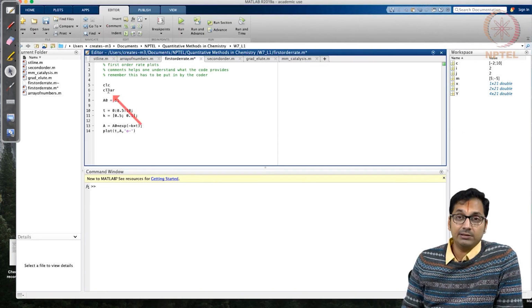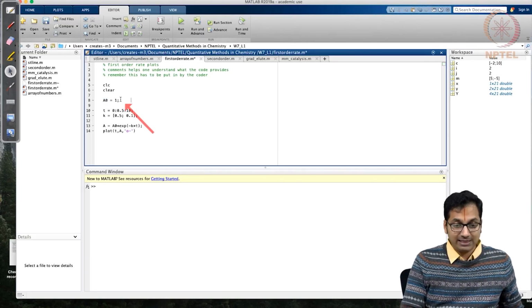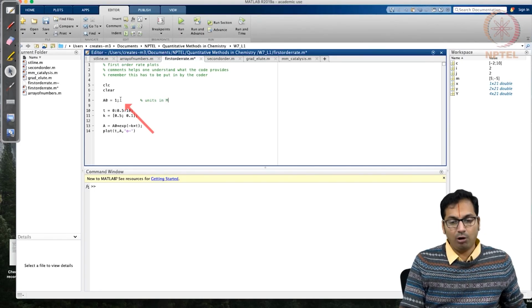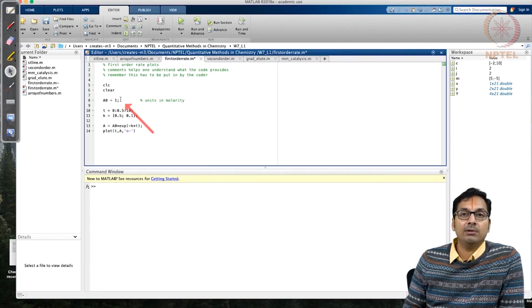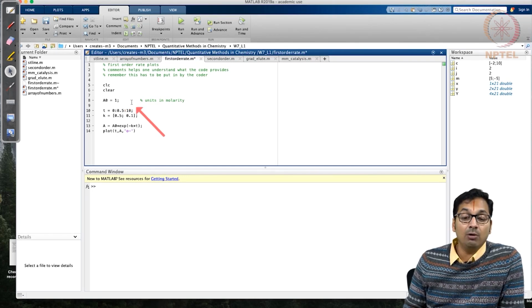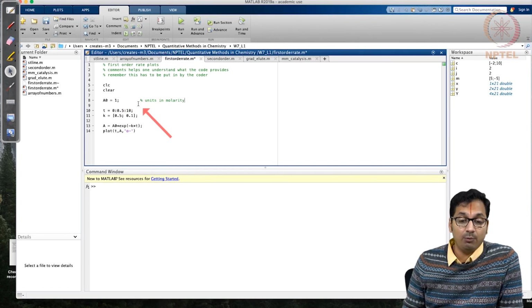Okay, now that we have cleared the screen and cleared the variables, let's set the initial concentration of the chemical to 1 unit. So it's always once again a good idea to give comments. So we can say units in molar. Okay, so molarity. This is because remember, whenever you are plotting concentration as a function of time, you would like to know what concentration unit exists on the y-axis.